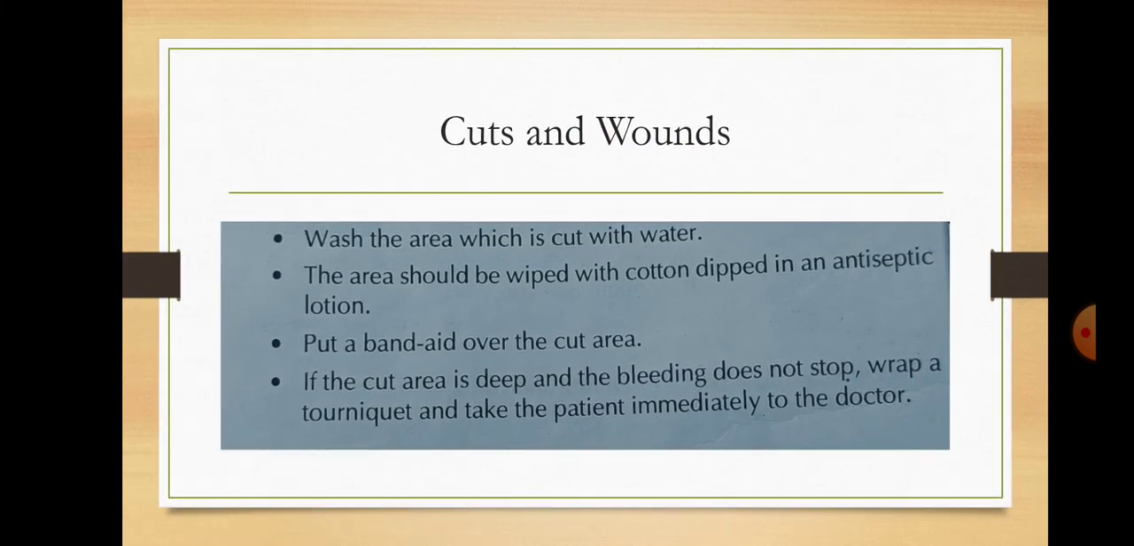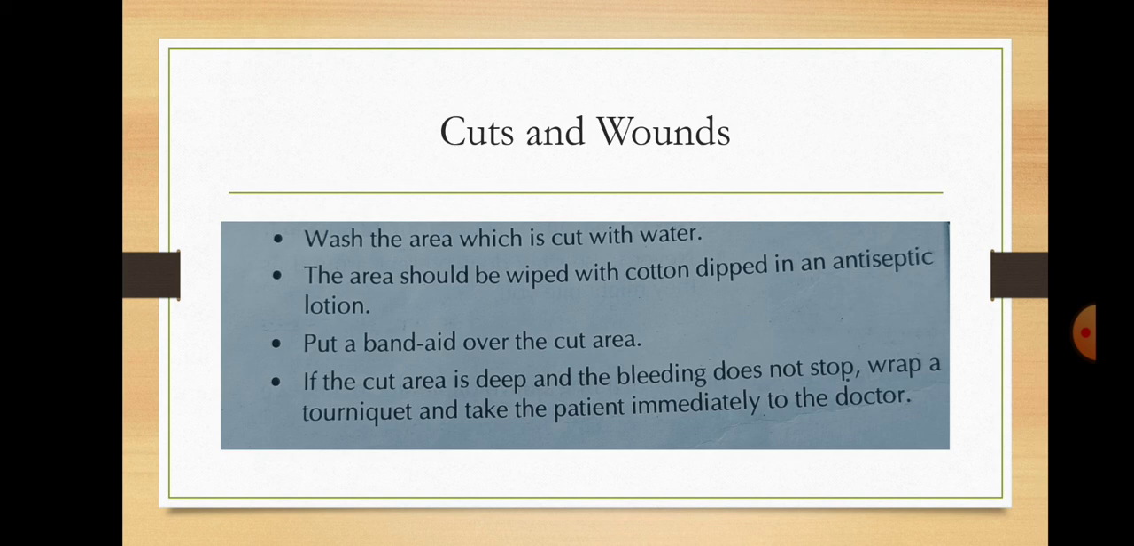Next is cuts and wounds. Suppose while playing you accidentally get a cut on your arm. Now what are you going to do? You will just run back to your mother. Then what is she going to do? The particular area will be wiped with cotton dipped in antiseptic lotion. Then a band-aid will be applied over the cut area. The band-aid which was applied over the cut was present in our first aid box.